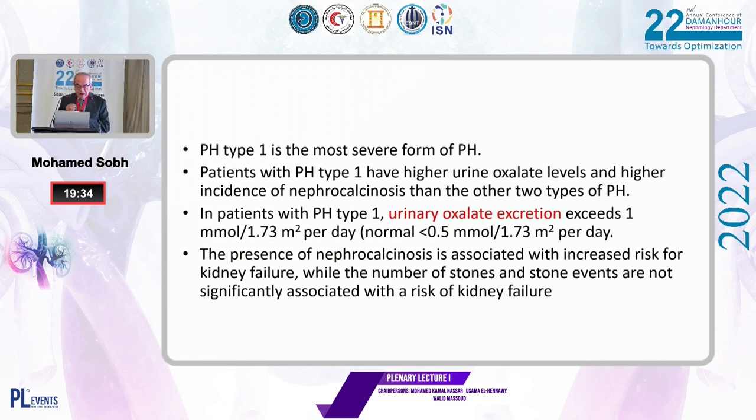The presence of nephrocalcinosis is associated with an increased rise in serum creatinine, while the number of stones and stone events are not significantly associated with this risk. So if you have two brothers, one with nephrocalcinosis and the other with recurrent stones, the one with nephrocalcinosis will progress to end stage faster than his brother with recurrent stone disease.